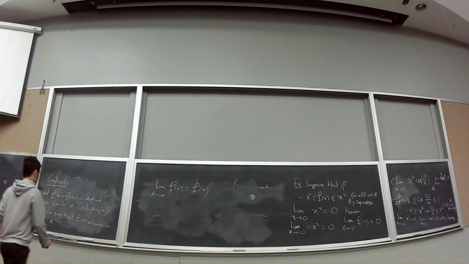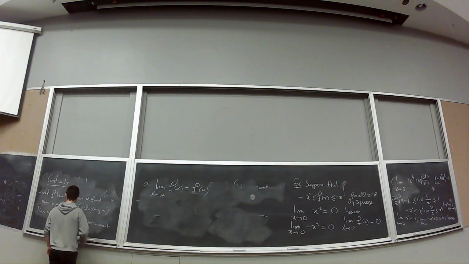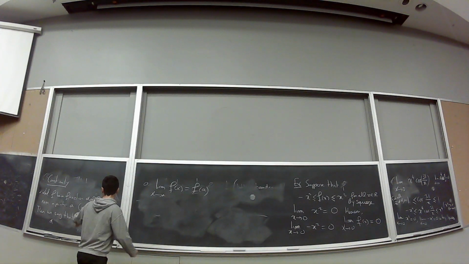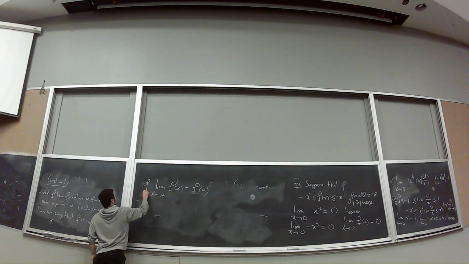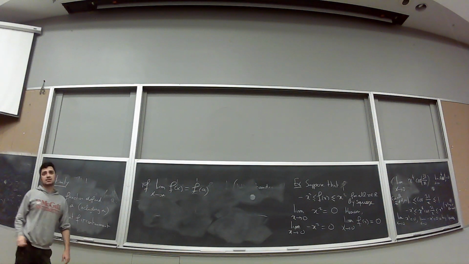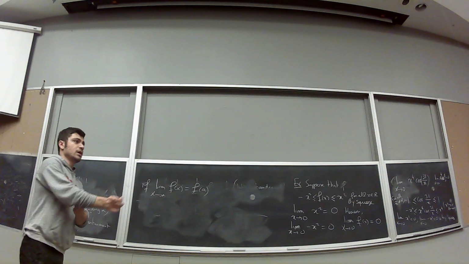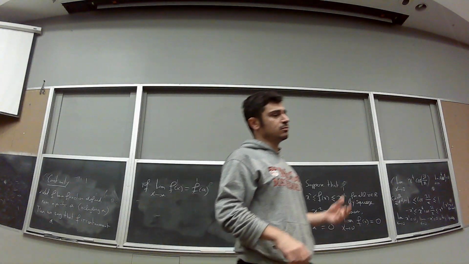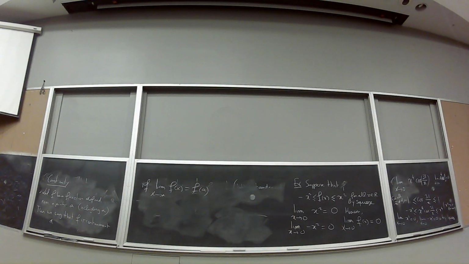Let f be a function defined near a point A, including A. Then we say that f is continuous at A if the limit as x approaches A of f of x is equal to f of A. Okay? So there are three things that are implied here. F is defined at A. The limit as x approaches A of f of x exists. And the limit as x approaches A of f of x is equal to f of A.